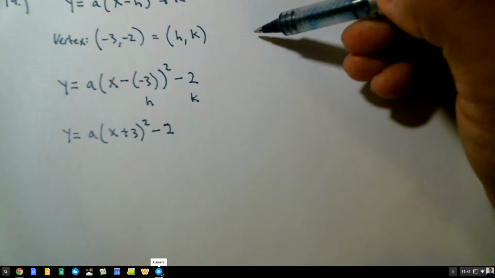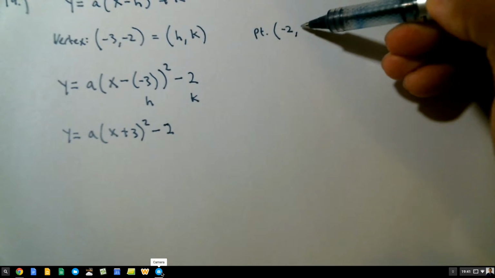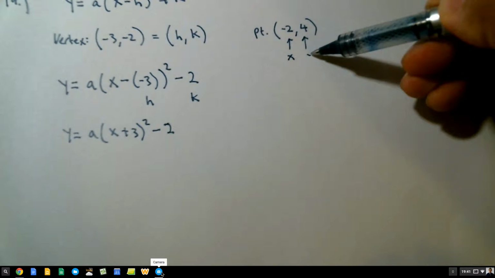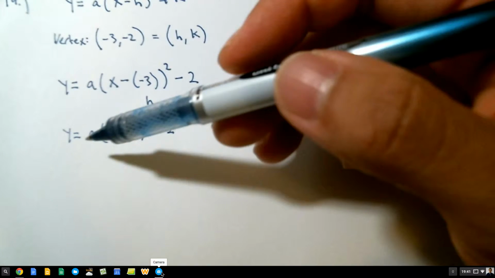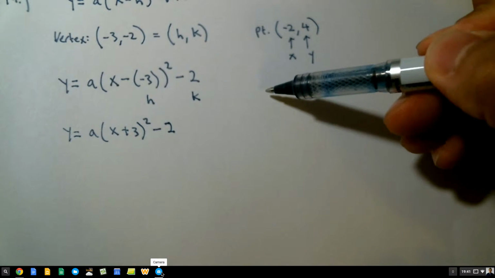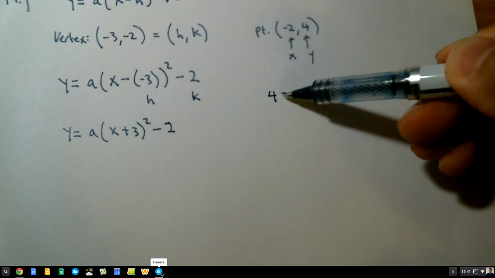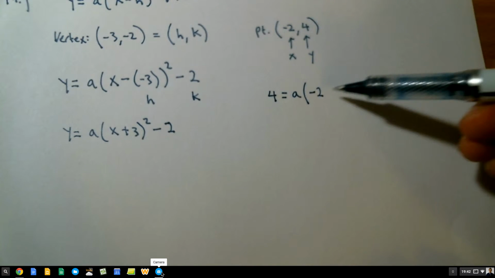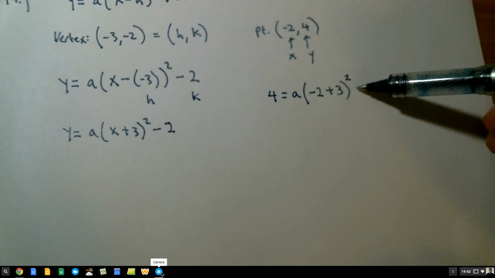So I'll just put on the side, we have another point down there that the coordinate is -2 and 4. And what is -2? That is our x value, and 4, that's our y value. So we can actually plug these points into this equation, and let's see if we can solve for a. So let's do that. So we have y. What is y? Y in this case is 4. So 4 is equal to a, and what is our x value? -2. (-2 plus 3) squared minus 2.